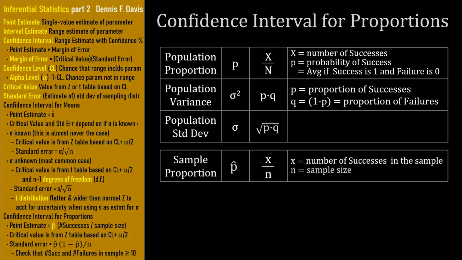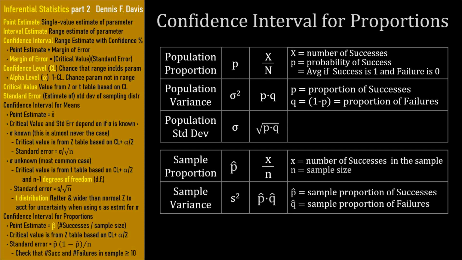P hat equals lowercase x divided by the sample size n. Lowercase x is the number of successes in the sample. Uppercase X, remember, is the number of successes in the population. The sample variance is labeled s squared, just like for continuous random variables. It's p hat times q hat, where q hat is the proportion of failures in the sample. P hat plus q hat equals 1, so q hat equals 1 minus p hat.